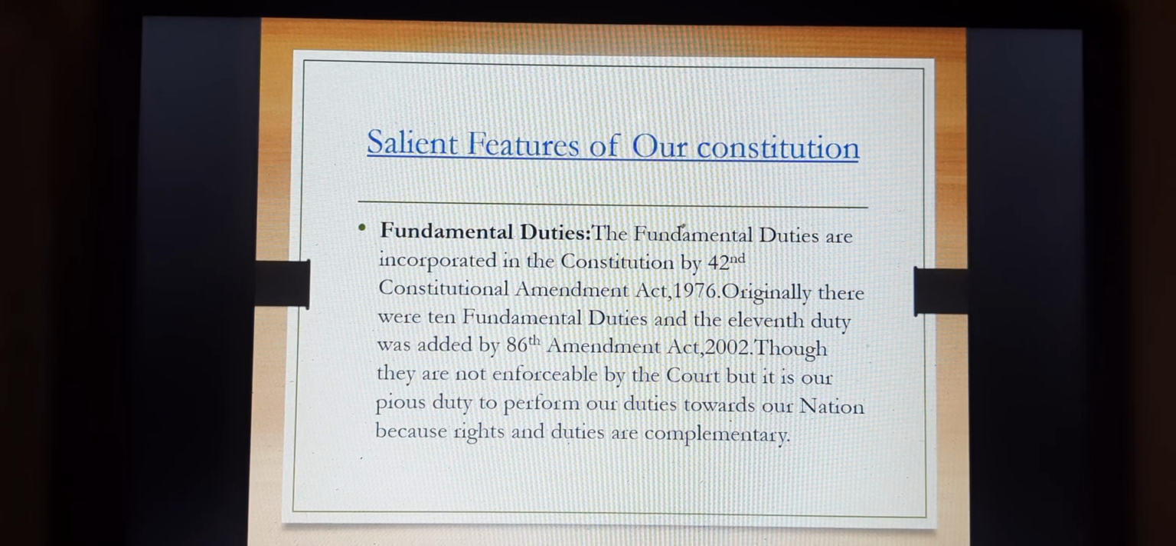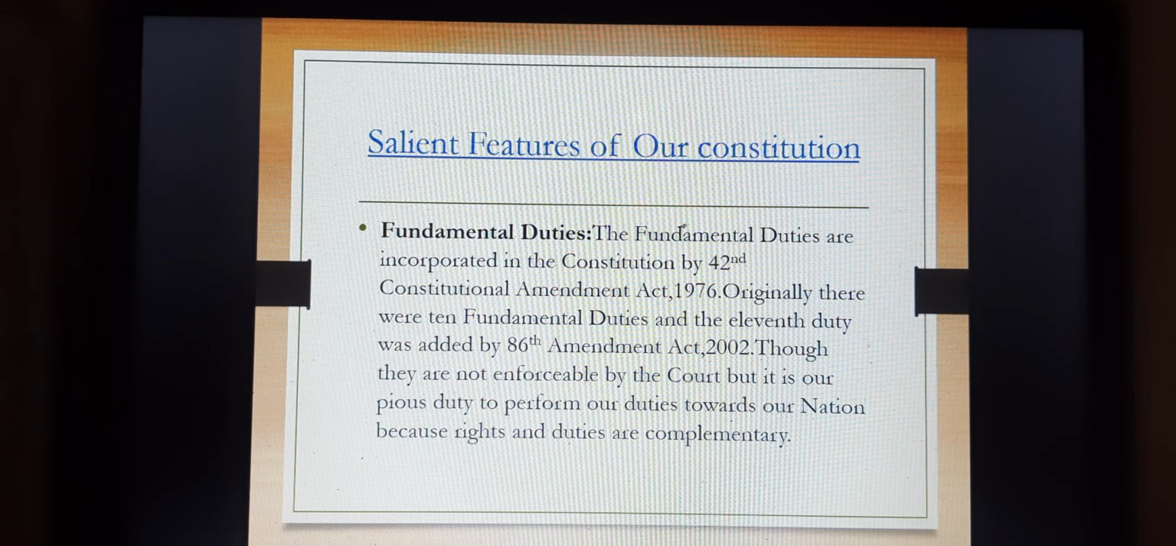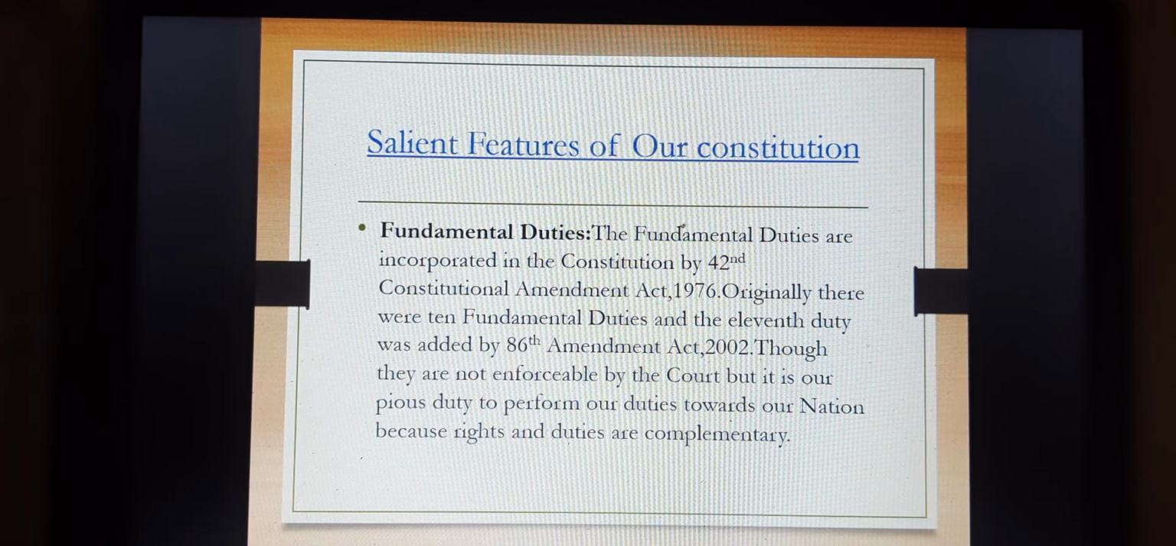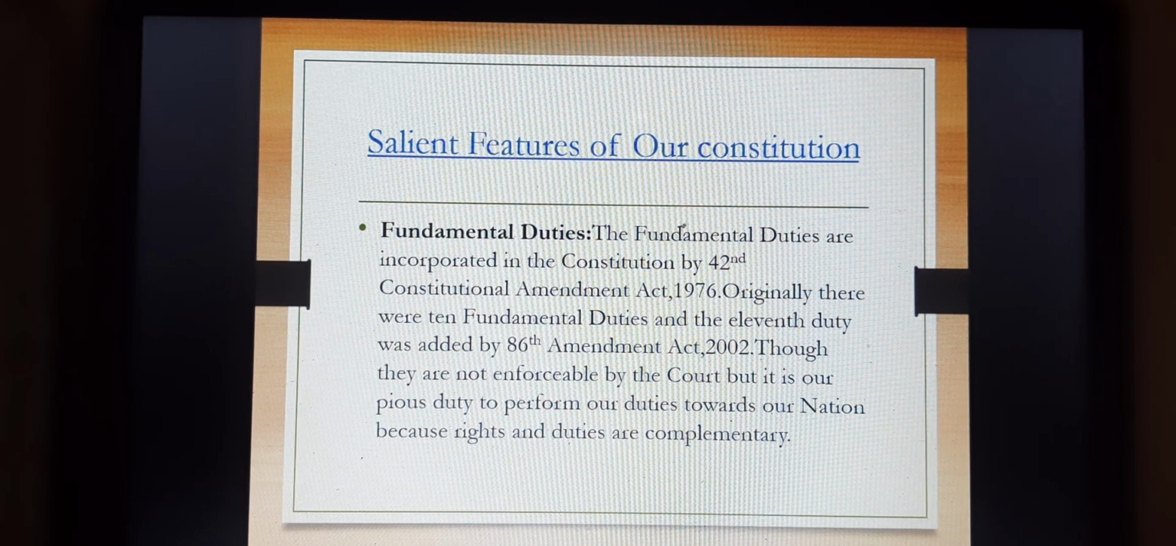In that, the fundamental duties were added in the Constitution in 1976. Originally, there were 10 fundamental duties, and the 11th duty was added in the 86th Amendment Act 2002. So originally we read about the 6 fundamental rights, but we have 11 fundamental duties: 10 fundamental duties, and one more, the 11th duty, was added in the 86th Amendment Act 2002.